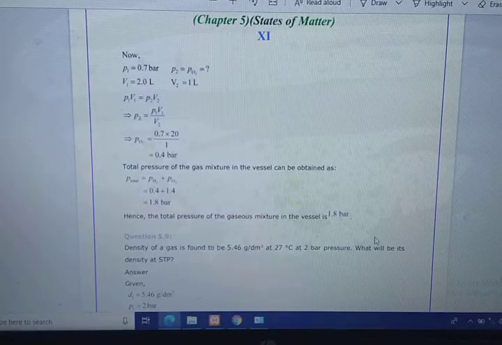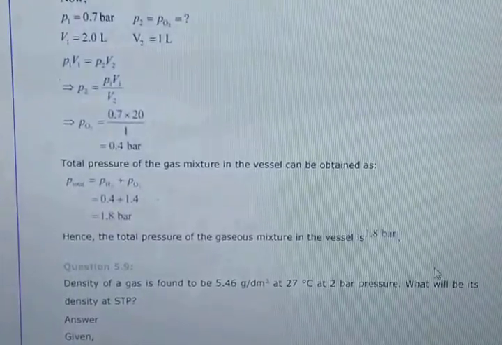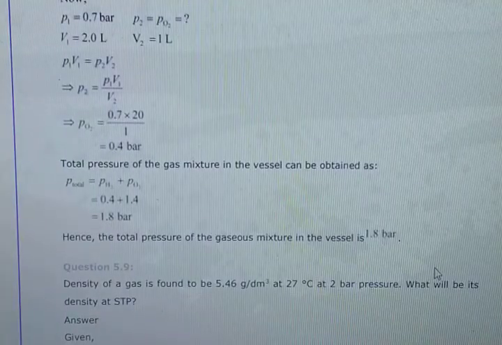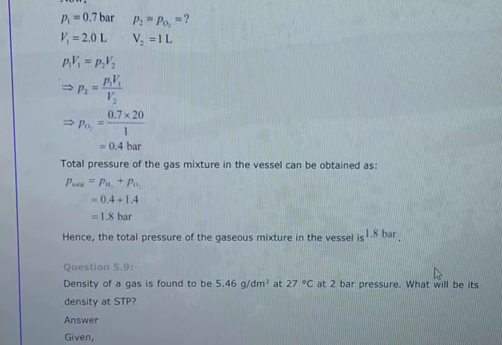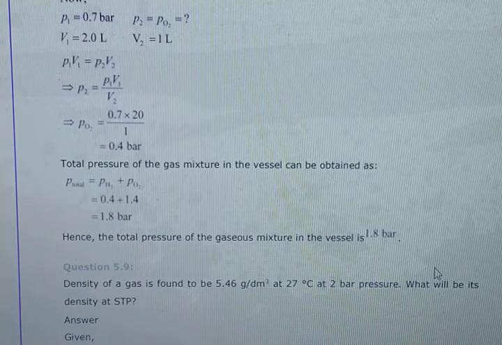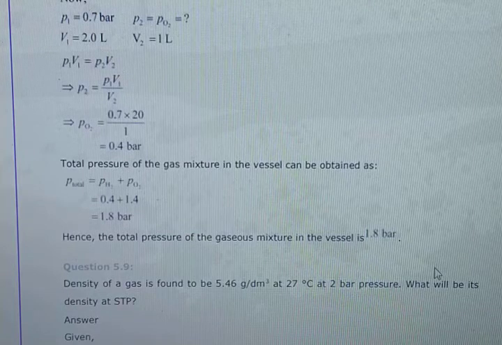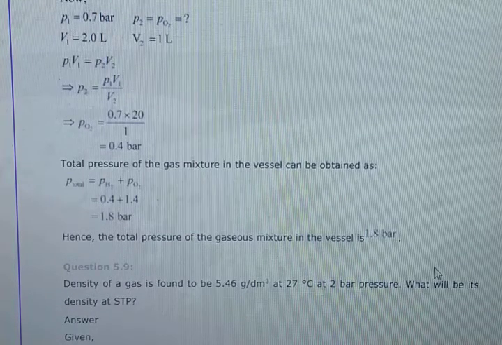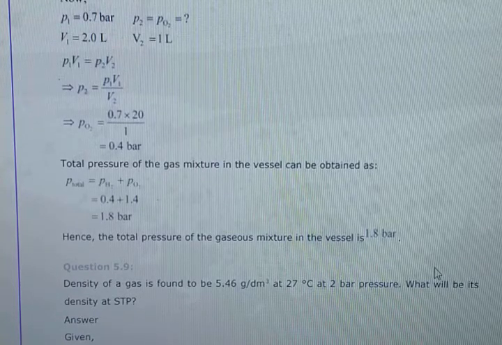So now you can see P1 is equal to 0.7 bar, P2 is equal to PO2, V1 is equal to 2.0 liter, V2 is equal to 1 liter. So P1 V1 is equal to P2 V2, P2 is equal to P1 V1 upon V2. So PO2 is equal to 0.7 into 2.0 upon 1, that is equal to 1.4 bar pressure.